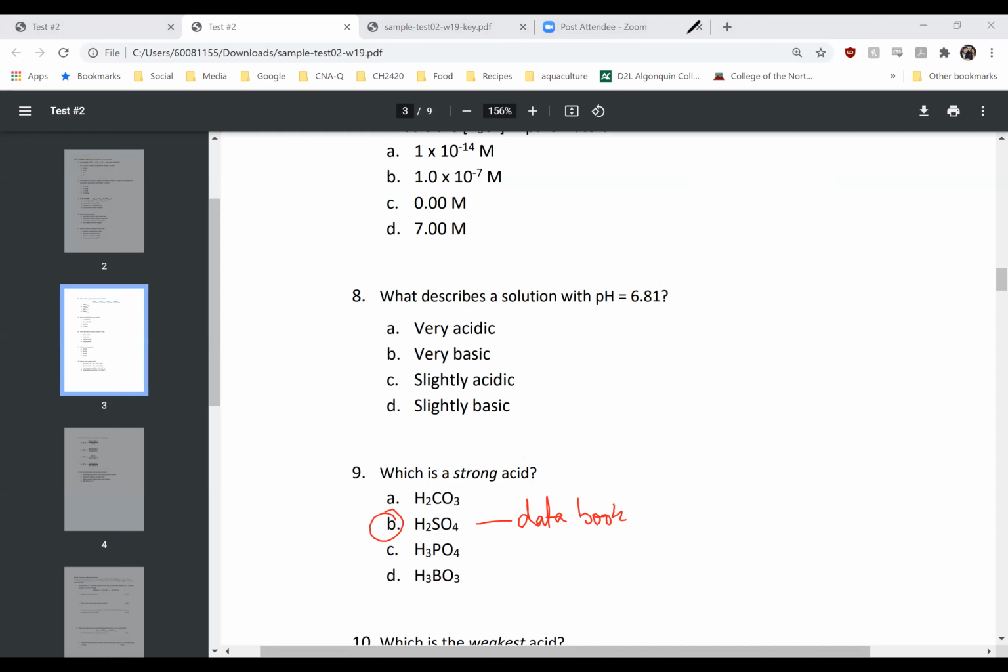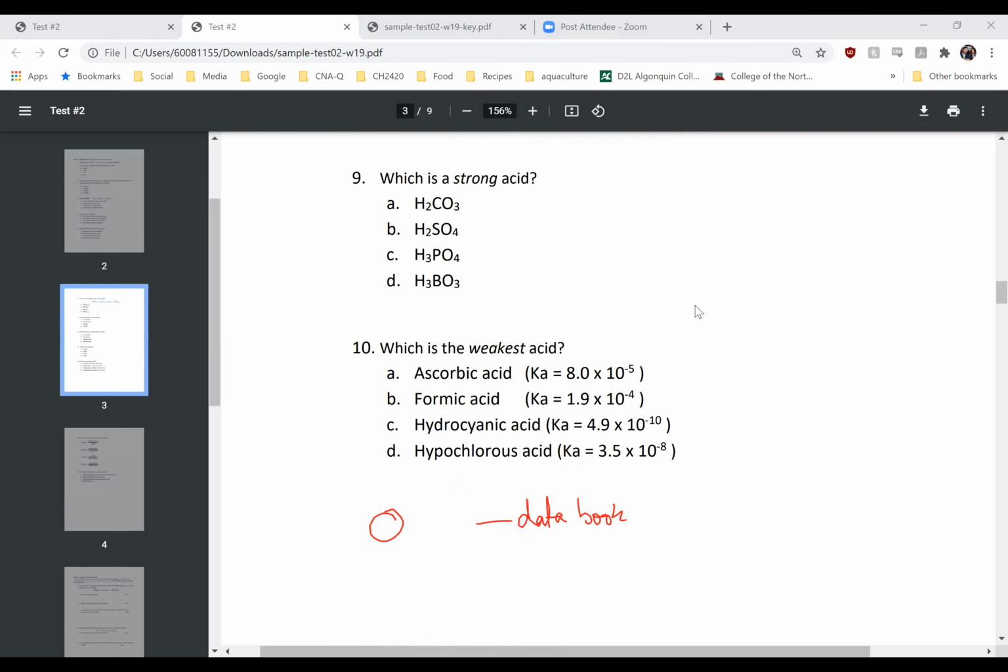Question 10, straight from your data booklet: which is the weakest acid? Let me scroll down here. Oh, I love this one because I don't need my data booklet for this one. This is a good one. The weakest acid here would have the smallest Ka. The lowest number of K, the smallest number of K, would be my weakest. So let's check it out.